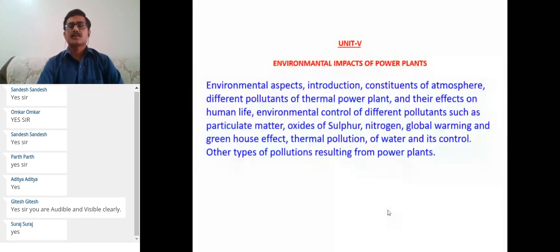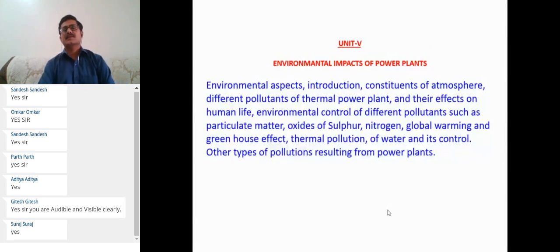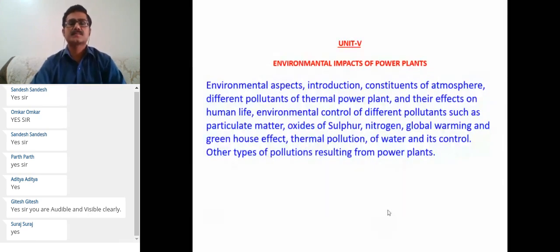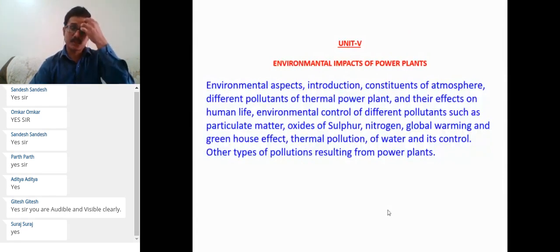Then environmental control of the different pollutants, what techniques are available for us, what modern methods are available or would be available with us to control the different pollutants such as the particulate matter, PM, oxides of sulfur, nitrogen, which are considered to be not so environmental friendly. So we should tackle this one. Then the issue of the global warming and the greenhouse effect. Okay. So it has been arising due to the release of these poisonous gases which are obtained after the burning of the fossil fuels, conventional fuels.